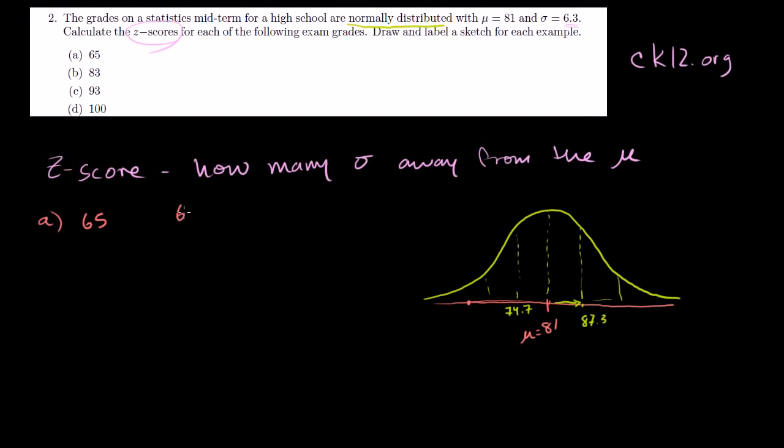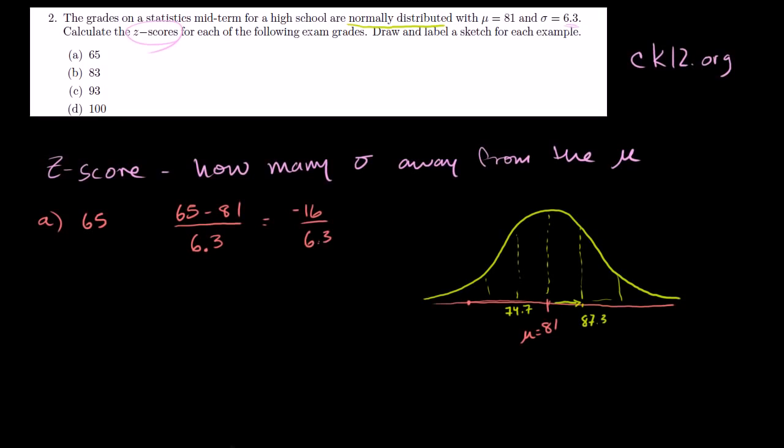So we say 65 minus 81. That's literally how far away we are. But we want that in terms of standard deviations, so we divide that by the magnitude of our standard deviation. 65 minus 81. Let's see, 81 minus 65 is 5 plus 11, it's 16. So this is going to be minus 16 over 6.3.